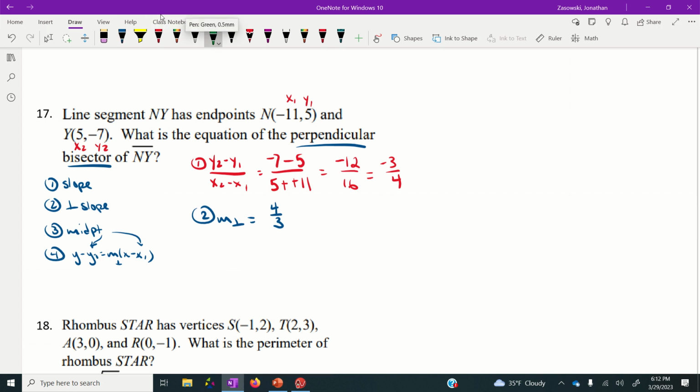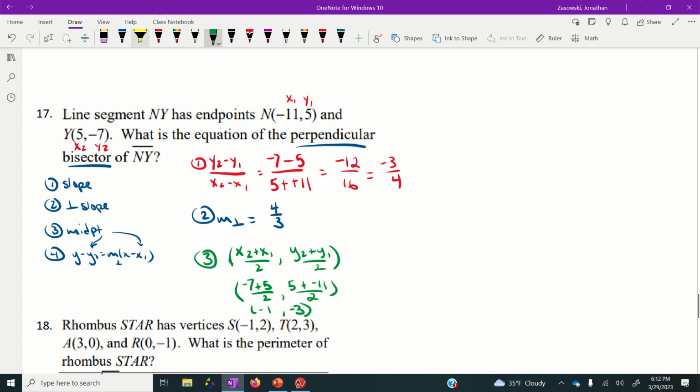All right, third thing we need is the midpoint. Remember, midpoint is the average. Add the x's, divide by 2. Add the y's, divide by 2. Gotta remember parentheses though. All right, so y2, -7, plus y1 is 5. That's -2 divided by 2, which is -1. And then I have the x2, which is 5, plus -11. That's -6 divided by 2, and that's -3. So there's my midpoint. And now I'm going to plug in my perpendicular slope and my 2 coordinates for the midpoint into my equation.